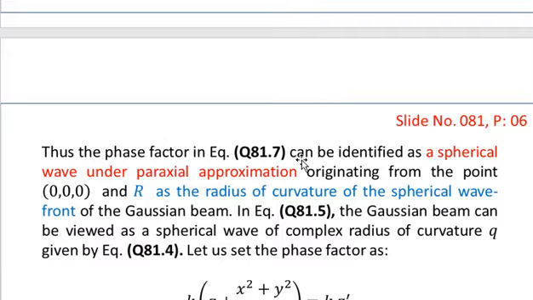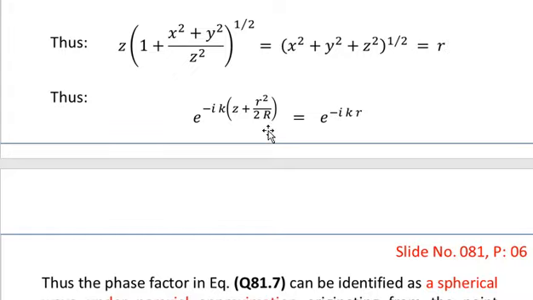So the phase factor in equation number 7 can be identified as a spherical wave under paraxial approximation originating from the point 0,0,0, and capital R as the radius of curvature of the spherical wave front of the Gaussian beam. You can see that here capital R is actually the radius of the spherical wave, and similarly this r is a spherical wave written at a position point r.